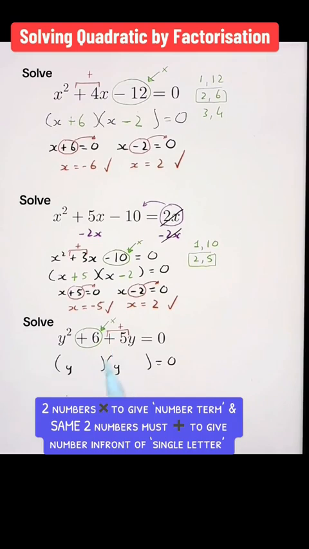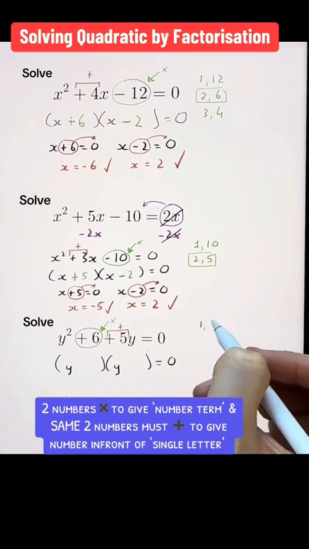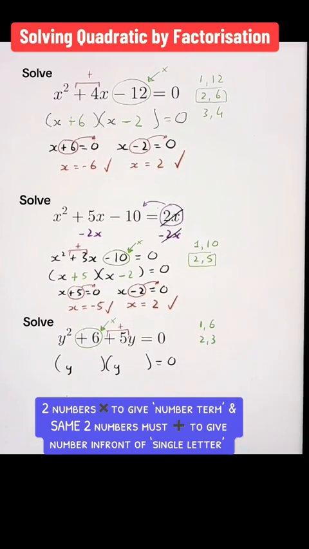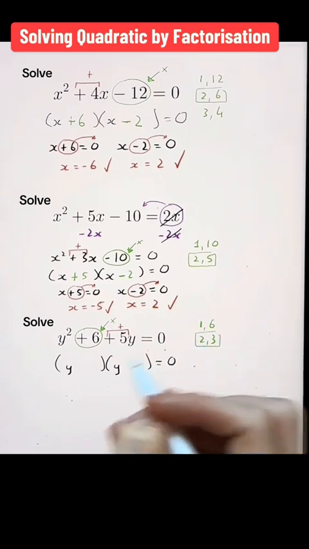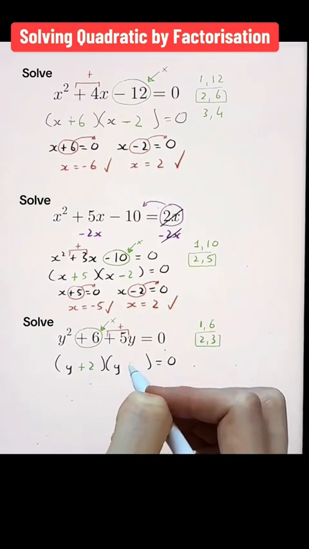So remember, I want two numbers that multiply to give us the number term. The number term is the one with no letters. So I want two numbers that multiply to give us 6. Listing out the factors of 6, we know the factors of 6 are 1 and 6, and 2 and 3. Only one of these pairs will multiply to give us positive 6 and still add to give us the number in front of the single letter, which in this case is positive 5, and that is 2 and 3. Therefore, I'm going to have plus 2 and plus 3.